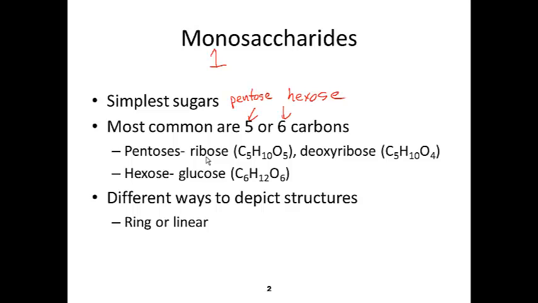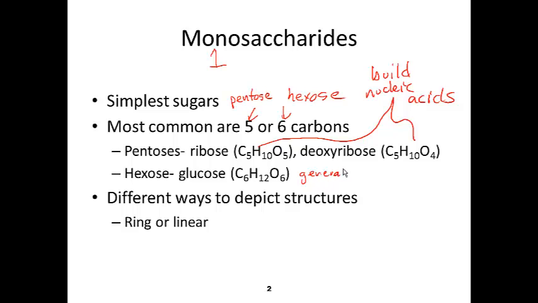Two examples we're going to see throughout the semester: ribose sugar, deoxyribose sugar. Both are used to help build nucleic acids. They're one of the components, are pentose sugars. Hexose sugars like glucose, C6H12O6, are used to generate ATP in the cell.